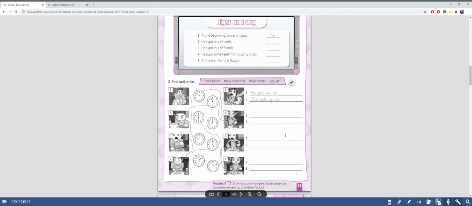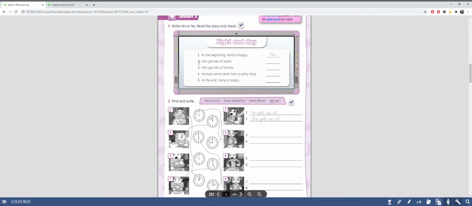Page number 33. On page number 33, we have the reading comprehension, where we have 5 different sentences, and we need to find if it's yes or no depending on the story. So we have to write yes or no, read the story and check. For example, we have at the beginning, Bob is happy. No, that's not correct. He's got a lot of teeth. I don't know. So we need to find this. Very good.